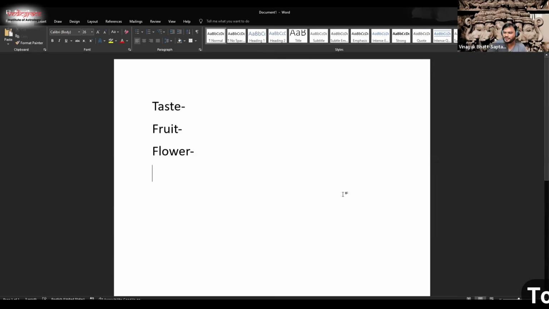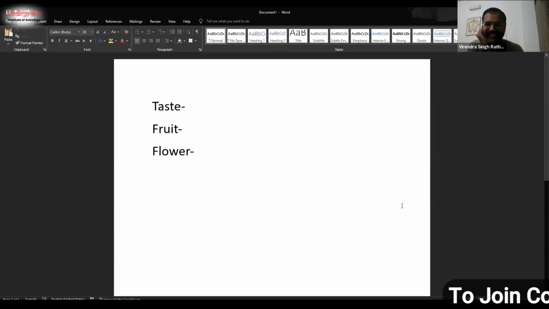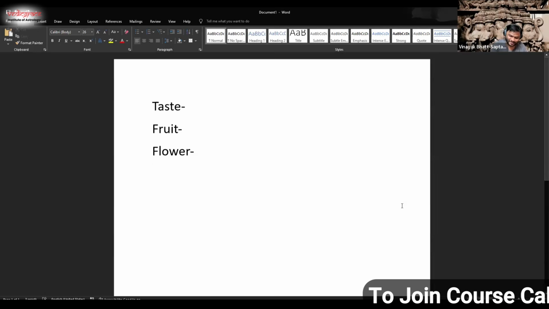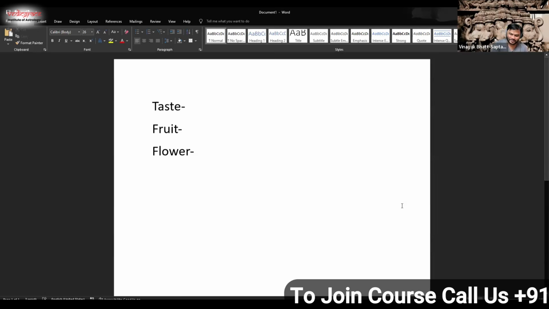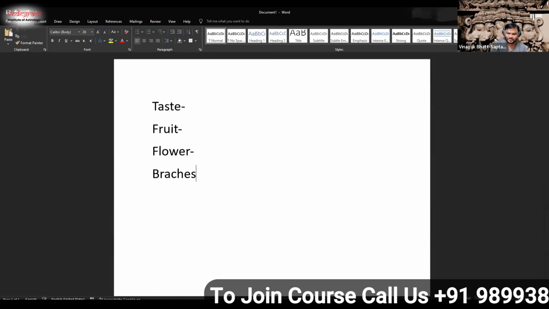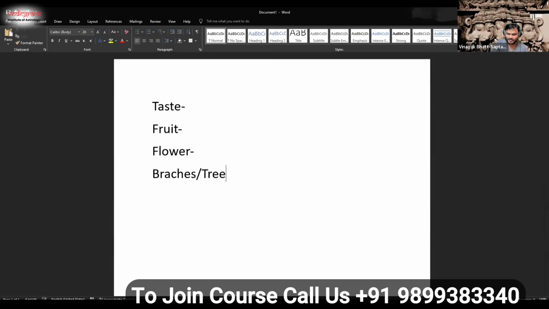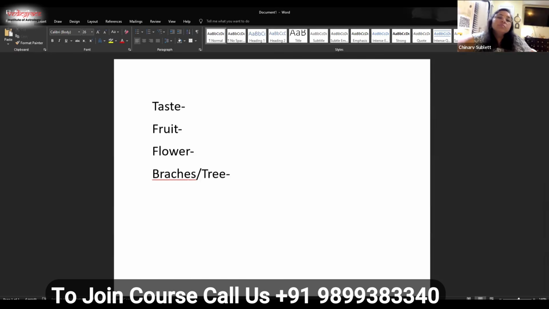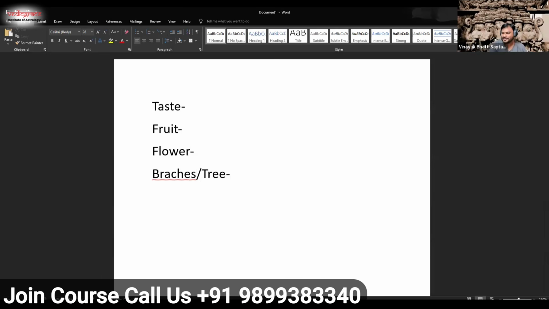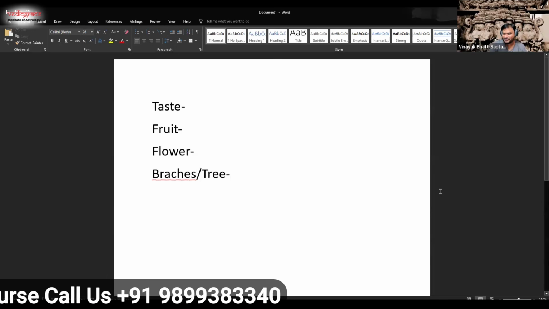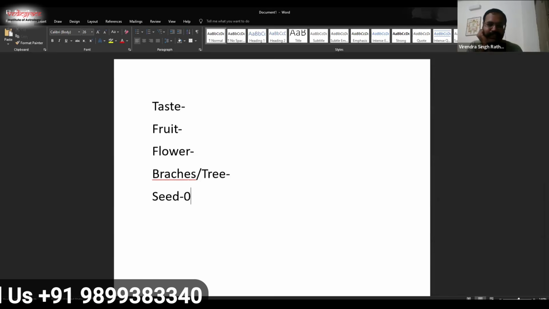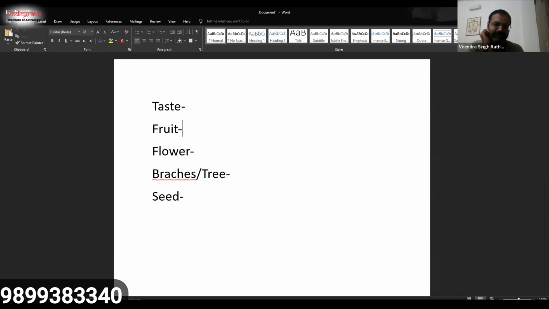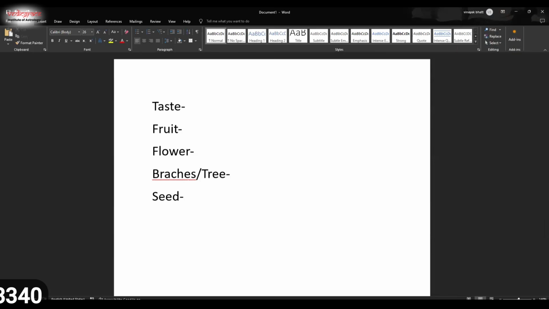For the flower, what do you need? Branches, soil, water, fertilizer, or let's say the tree. That's it. Now for the tree, what do you need? Seed. Correct. Ground, seed, water, soil. Now the concept is very simple.